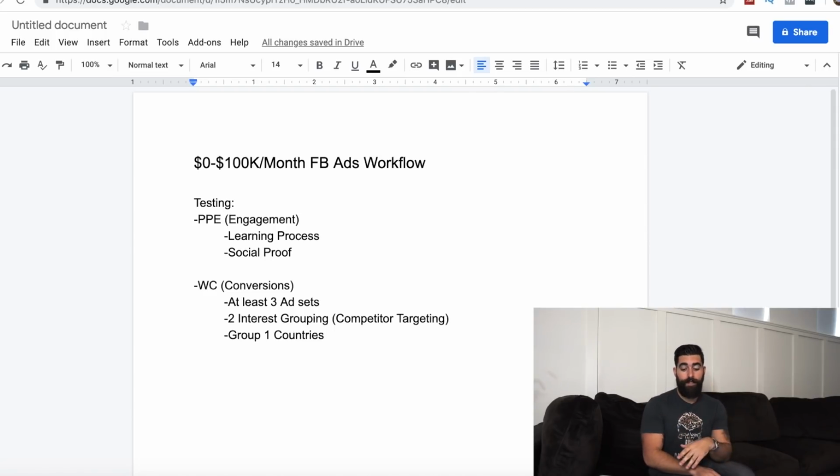So typically, if I was to do 3 ad sets, then I would only have 1 interest grouping. It'd be all competitors. And then I would have 3 countries. So I'd have 3 ad sets of all the same interests, but the only difference would be having 3 different countries, and that could be United States, United Kingdom, Netherlands, and there's a couple other countries that I would use.